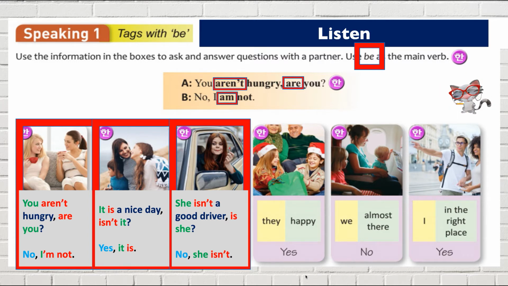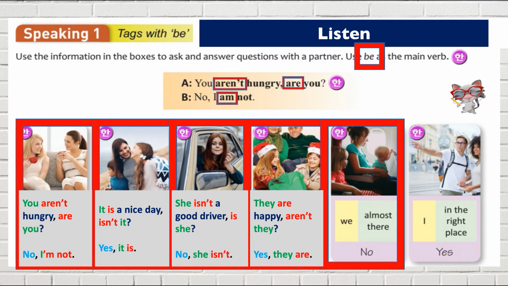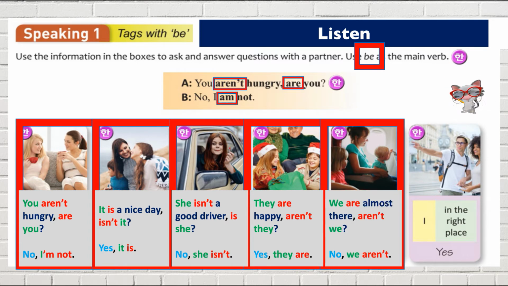They are happy, aren't they? Yes, they are. Perfect. And then? We are almost there. Are we? No, we aren't almost there, are we? No, we are almost there, aren't we? No. Yes. We aren't. Right. And then the last one.